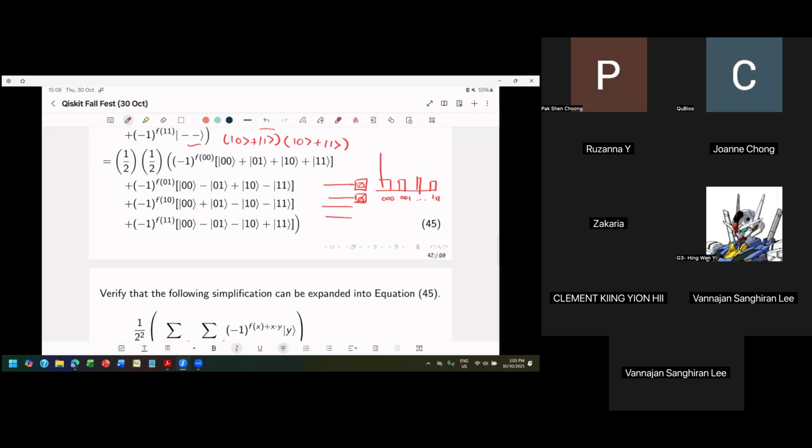So if 0000 is coming out of it, basically you just check the 0000 state. If it exists, it's constant. If it doesn't exist, it's balanced. You don't need to look at other states. You basically check the probability.